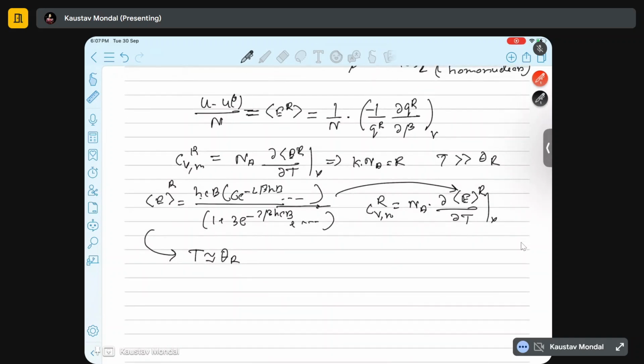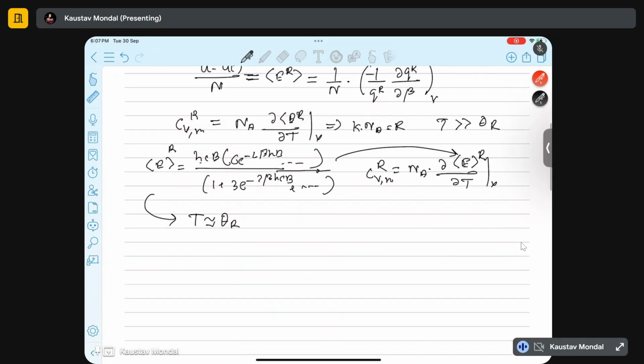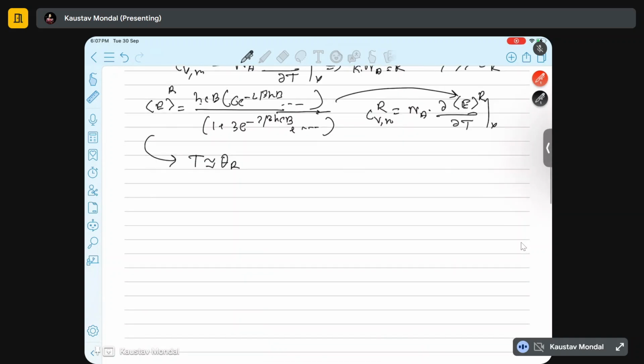Now in the general case, when the temperature is higher than theta, CV rotational is R. That is the case of a linear rotor.